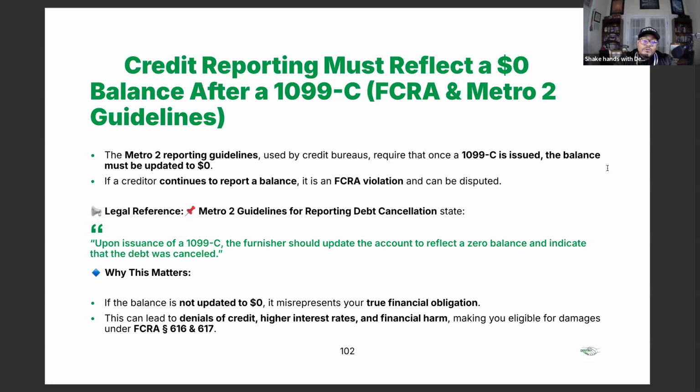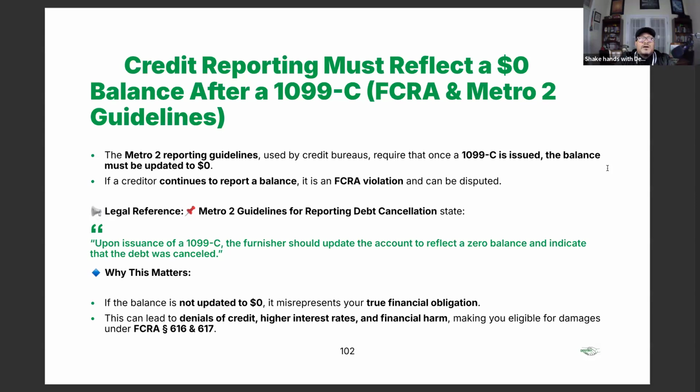So if you're looking on your credit report, you're like, okay, why does Verizon have me still owing $1,000 to them and they got a 1099-C? That's what they're talking about here within the Fair Credit Reporting Act, or even in Metro 2 guidelines. That's illegal. They must zero out the balance. Not only must they zero out the balance, they can't even report this. So why does that matter? The balance is not up to zero. It misrepresents, and it's inaccuracies at that particular time.